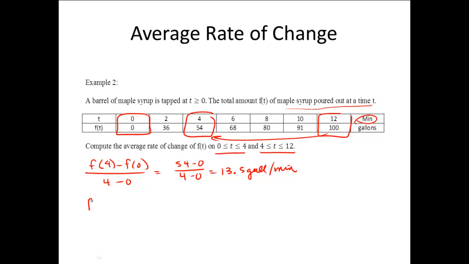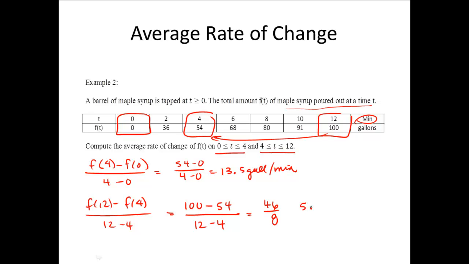Let's look at the second one. f of 12 minus f of 4 divided by 12 minus 4. So f of 12 is 100 minus f of 4, which is 54, and 12 minus 4. That gives us 46 divided by 8, which is 5.75 gallons per minute. Now, why might it be going down?